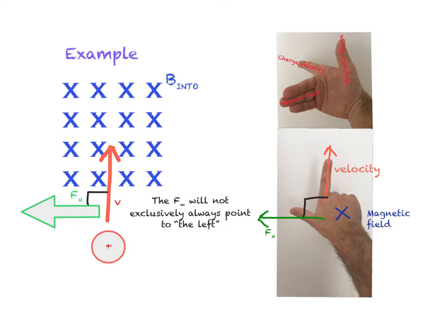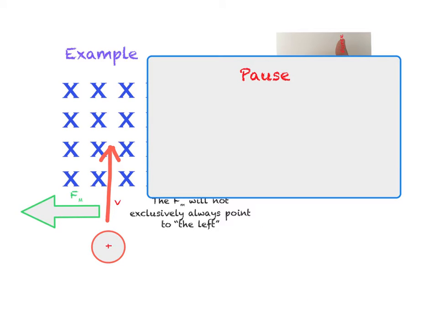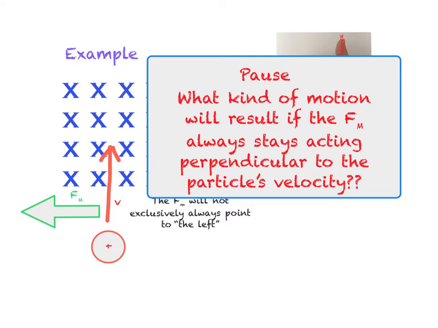Now, I suggest that you pause the video at this point and you think back through your mechanics knowledge to figure out what will happen or what the resultant motion will be of this particle if the magnetic force is acting always, and I add that word specifically, always perpendicular to the velocity.